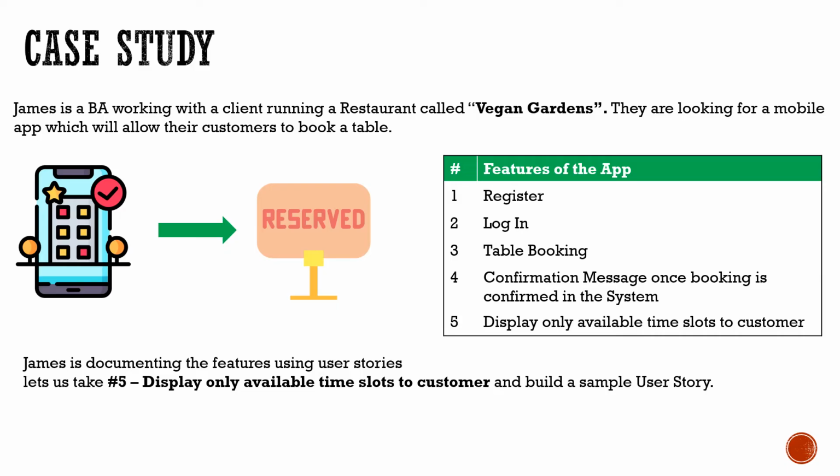James is documenting these features using user stories. Let's take feature number 5, that is to display the available time slots to the customers, and build a sample user story using the three components which we just discussed. So let's look at a user story example for the feature of showing the time slots to the customer only when a table is available. Let's build out the three components which we just spoke of.